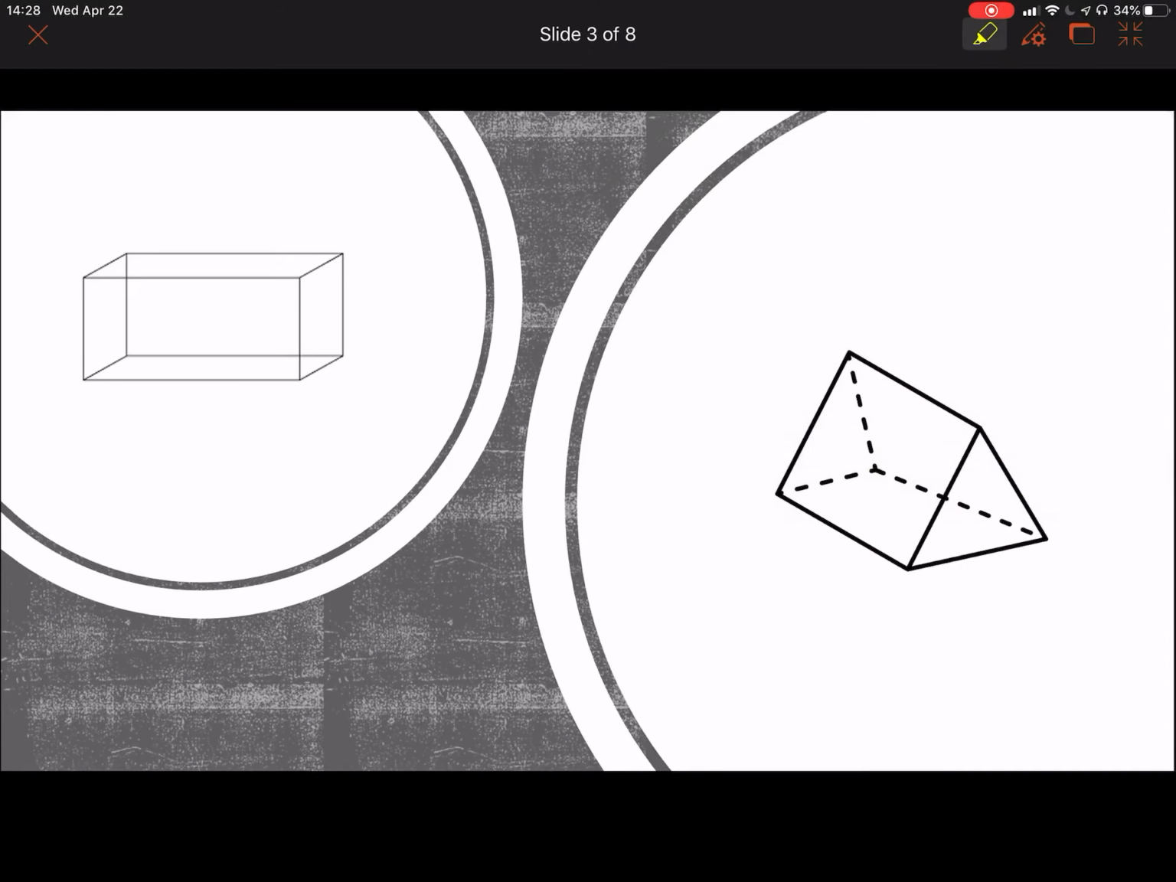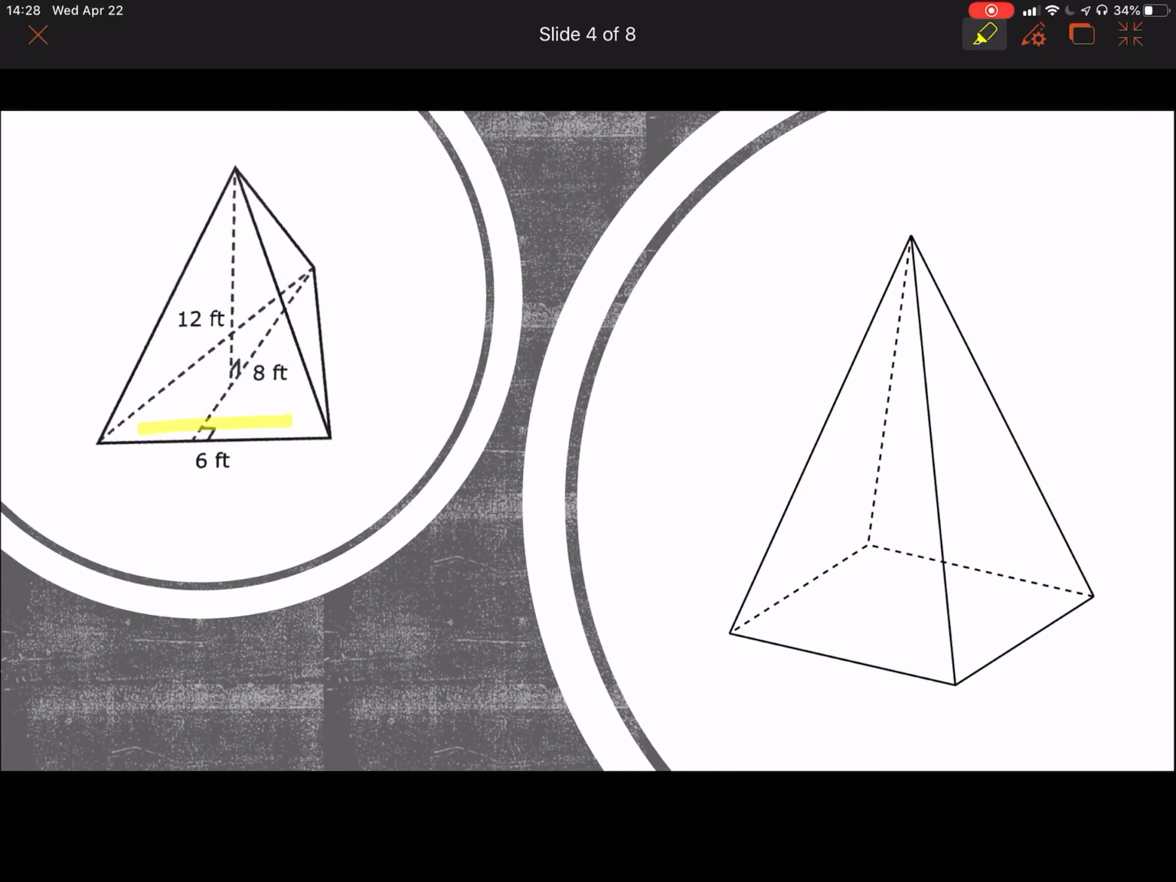Just a quick review, we have prisms. These have two bases, so rectangular prism. This is a triangular prism. In this case, the base shape is very important because that's the shape that you are going to be finding the formula or the area of, okay? Then we have pyramids. We have one base on pyramid, so triangular pyramid or a square pyramid.